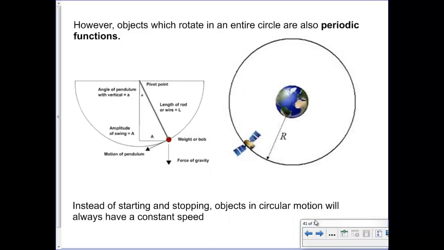Okay. This is what I was trying to hint at here. Instead of starting and stopping though, circular motion objects will actually have a constant velocity. So we can actually sometimes find velocities then.